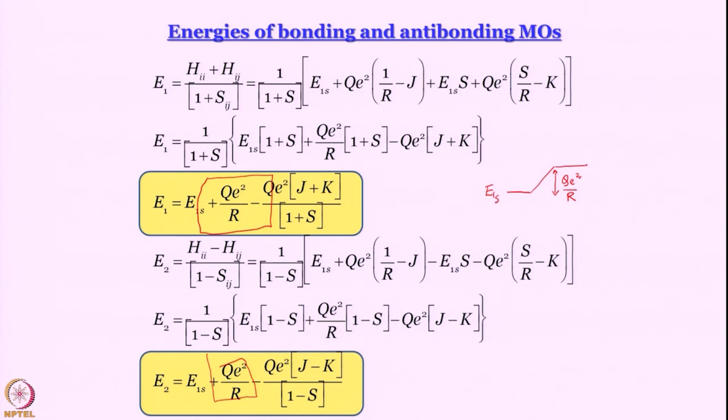Now, we have something interesting. The third term has a negative sign in both the cases, but here in the numerator we have j plus k, and in the denominator we have 1 plus s. Here in the numerator we have j minus k, and in the denominator we have 1 minus s. Now, j, k, s, these are integrals. We have already shown how s varies, and s is definitely something that depends strongly on capital R.